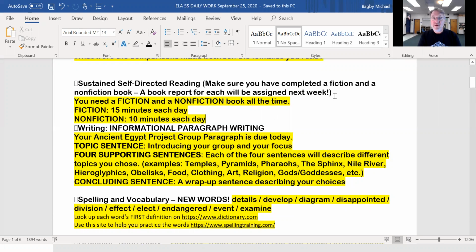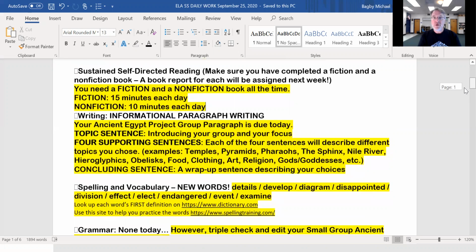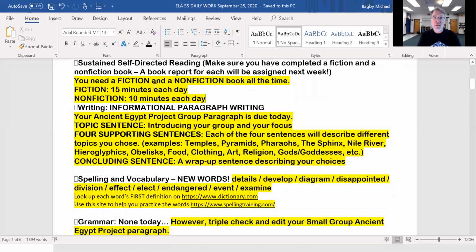Make sure you have completed a fiction and a nonfiction book by next week because there will be a book report assigned for both. So make sure that you are using your reading time and have a book complete.